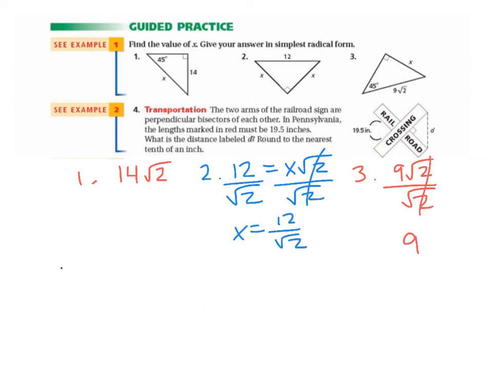All right, and last one, number 4. Remember, when we're going from the hypotenuse back to the leg, we divide by square root 2. So 9 square root 2 over square root 2, then the square root 2's cancel out.